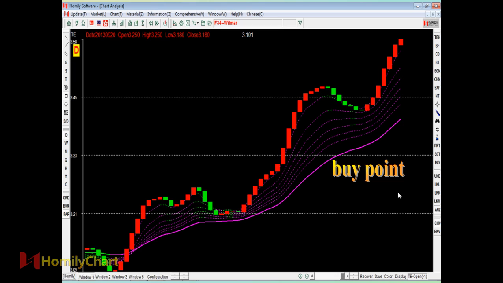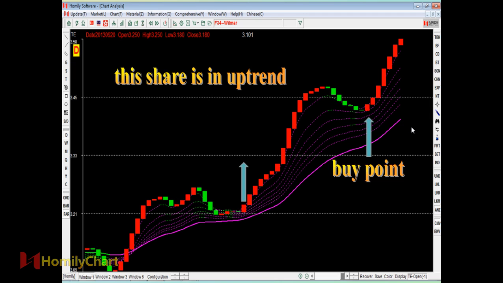If the share is in the uptrend, when we see the green down candlestick turn to the first red candlestick, here is the buy point. Here is also the buy point, because the green down candlestick turns to the red candlestick. Because we know that the share is in the medium-term uptrend, this is the buy point. This is also the buy point. The share is in uptrend, and here is the buy point.